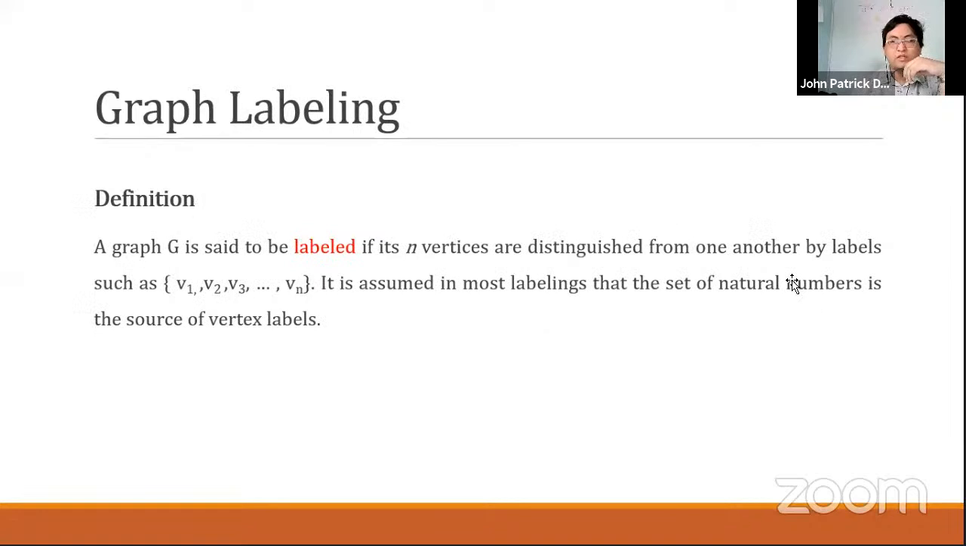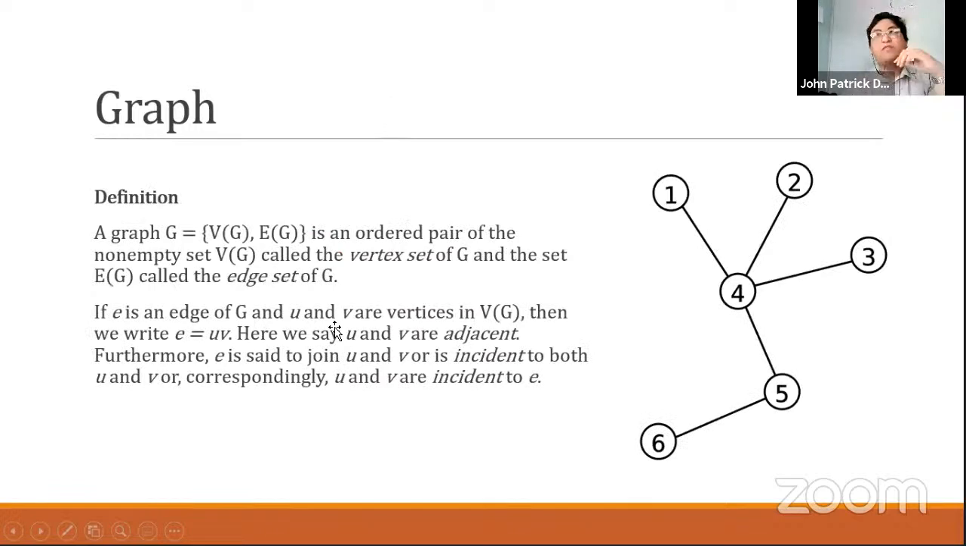Next, graph labeling. A graph G is said to be labeled if its n vertices are distinguished from one another by labels such as V sub 1, V sub 2, V sub 3 up to V sub n. It is assumed that in most labelings, the set of natural numbers is the source of vertex labels. So graph labeling is like labeling the vertices, edges, or both. In this example, we can see that the vertices have vertex labeling.